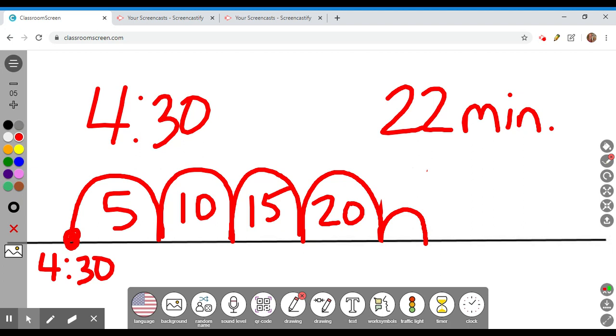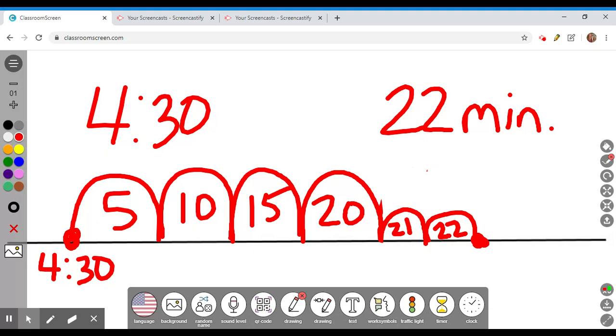So again, if I look back at my number line, so far I have jumped 5, 10, 15, 20 minutes. Now I'm going to hop another 1 minute to be at 21, and then another 1 minute to be at 22. So if you look at my number line, you can see my hops. I've got 5, 10, 15, 20, 21, and 22. And then there would be my ending point 22 minutes later.